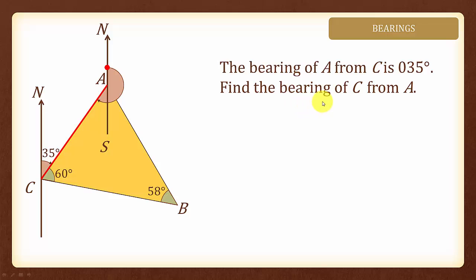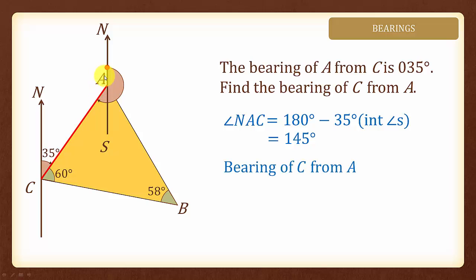Another way to find the bearing of C from A is to first find this angle NAC. Do you know the value of this angle here? Yes, it is 180 degrees minus 35 degrees because of interior angles, which will give us 145 degrees. After knowing this angle, can you find the bearings of C from A? Yes, we will have 360 degrees minus 145 degrees, which is 215 degrees because of angles at a point.